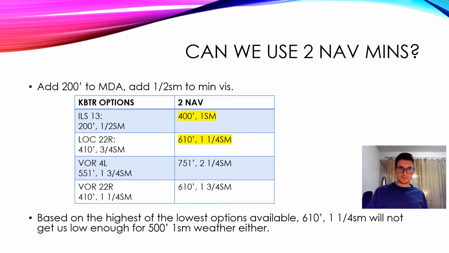Based on the 2 nav minimums, we're allowed to add 200 feet to the decision altitude and then half a mile visibility to the minimum visibility. So that same formula laid out there, ILS for runway 13 gets us 400 feet and 1 mile, and the localizer for runway 22 gets us 610 feet and 1 1/4 mile. So though we get to pick 2, we end up having to choose the highest of the two, which would be the localizer 22 right at 610 feet, 1 1/4 mile visibility, which is still higher than 500 feet and 1 mile. Therefore, we cannot use the 2 nav minimums either.